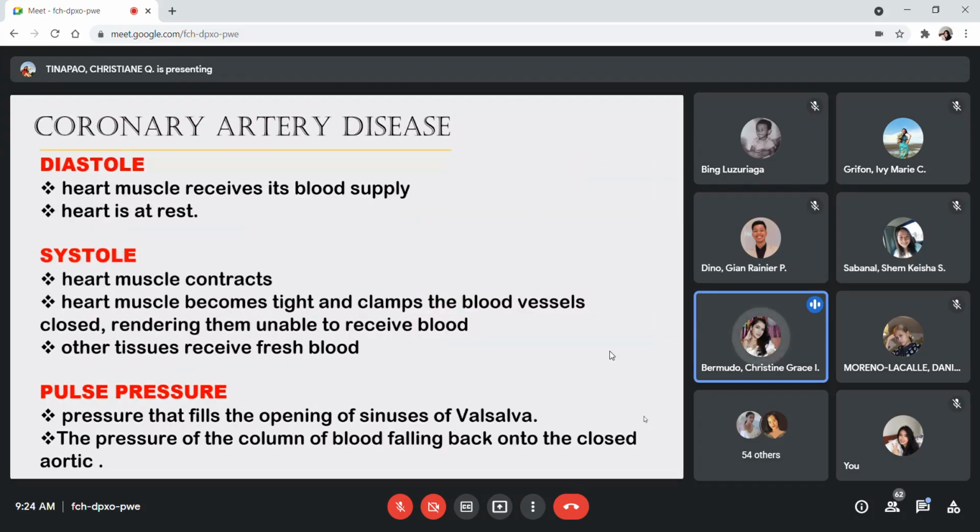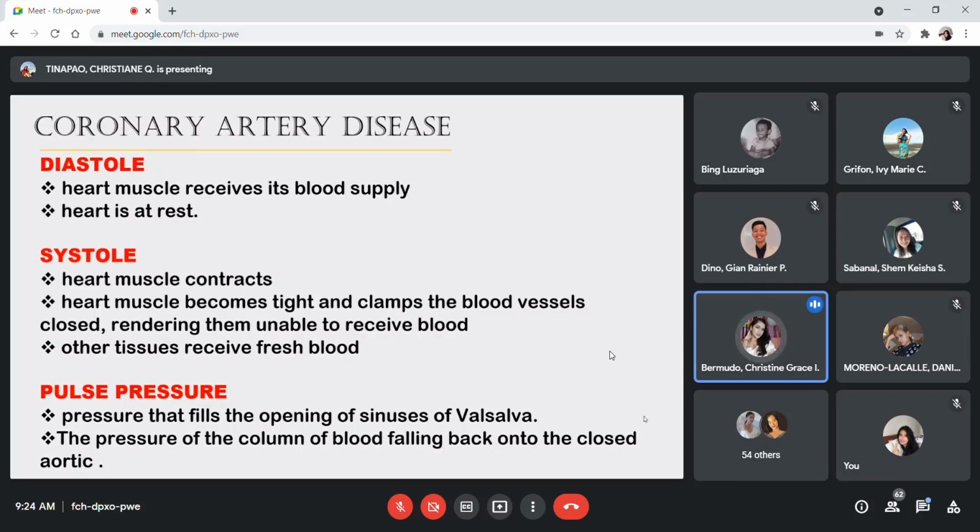So the heart muscle, unlike other tissues in the body, receives its blood supply during the diastole, when it is at rest. This is significant because as the heart muscle contracts, it tightens and closes the blood arteries, preventing them from receiving blood during systole. So when all other tissues receive new blood, when the heart is at rest, the openings in the sinuses of Valsalva, which are the start of the coronary arteries, are positioned so that they can be filled when blood flows back against the aortic valve.